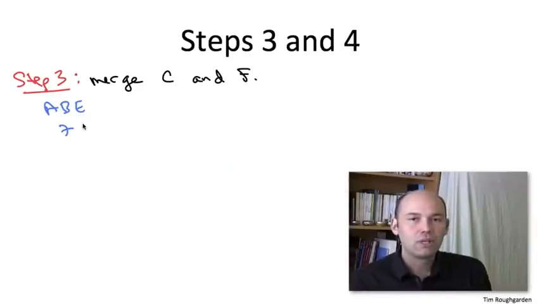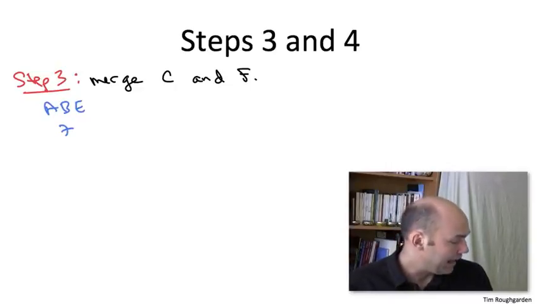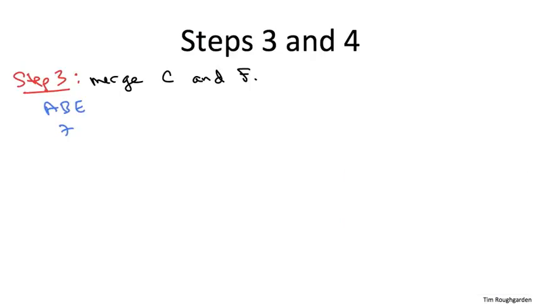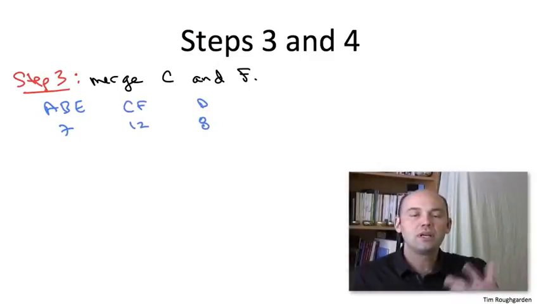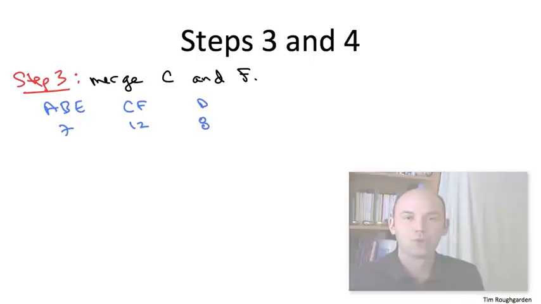In our new alphabet, we still have our symbol ABE. It still has weight 7. We still have the symbol D. It still has weight 8. But now we have a new merged symbol CF, and its new weight is 12. As far as our tree, in addition to the information we already knew, we're now committing to having C and F be siblings in the final tree.